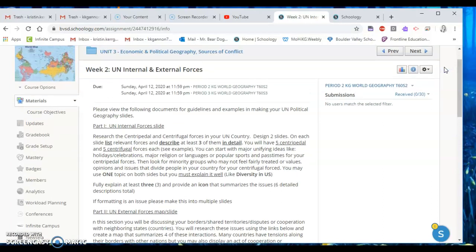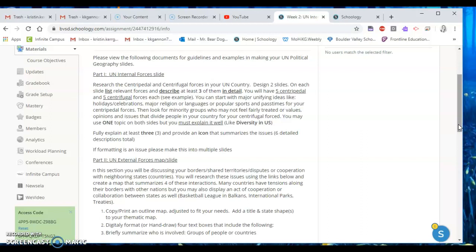And so if you read through the directions, it asks you to first make a chart, and you are going to be thinking about, for your UN country, what are 5 centrifugal forces and 5 centripetal forces. You need 5 in each column. And then you're also going to define and explain at least 3 of them in detail. And I'll show you an example that Mr. DiCarlo made to show about how long you need to write about those forces.